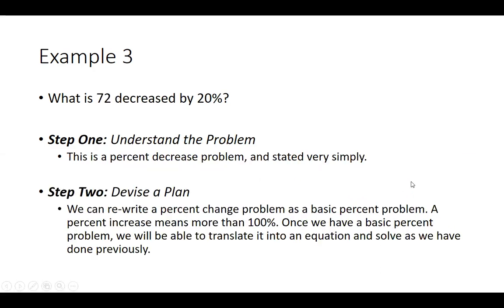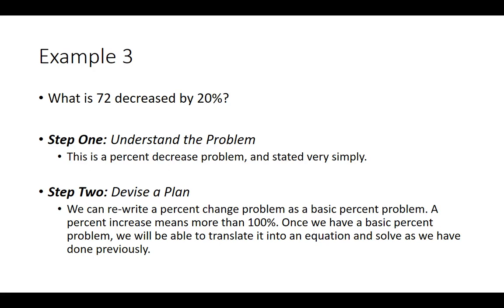So example 3, what is 72 decreased by 20%? The point of doing this is to show that we do not get 60. So increasing by 20% and then decreasing by 20% does not bring us back to the same value. But let's show this. Step 1, understand the problem. This is a percent decrease problem stated very simply.